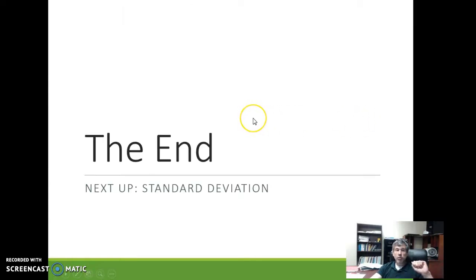We are going to continue from here to talk a little bit about calculating and using another measure of variability, what's called the standard deviation.